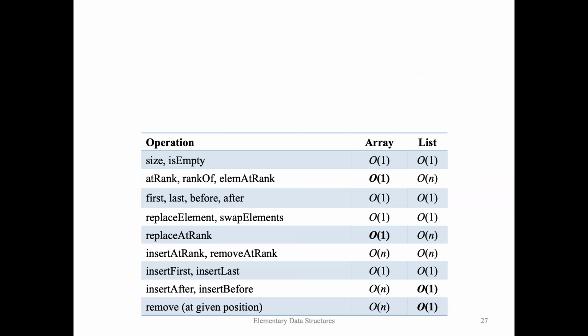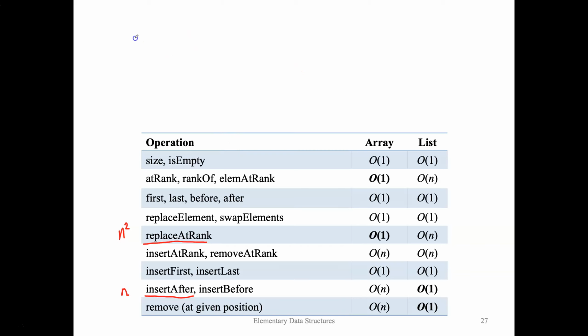So let me do kind of a short example here. Let's say we knew we were going to write a program, and based on what we were doing, we knew we were going to make, let's say, n squared calls to replace at rank, and we were going to make another, let's say, n calls to insert after. Given this, which data structure should we use?